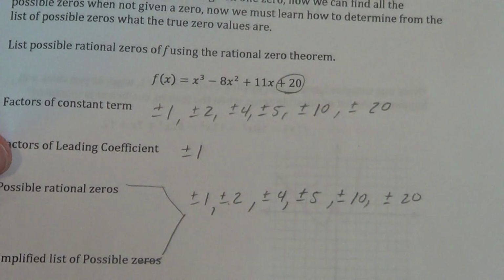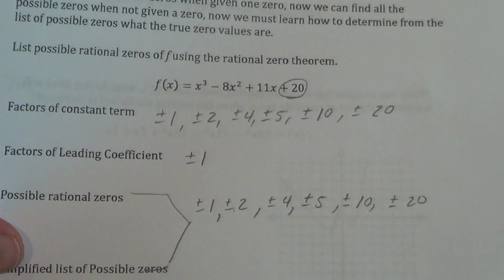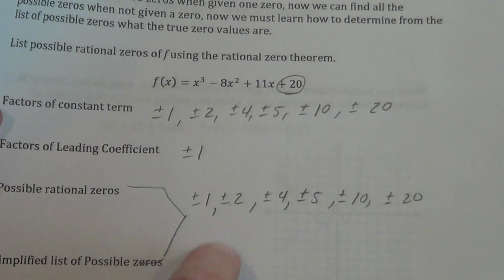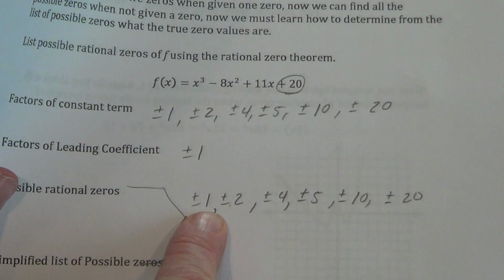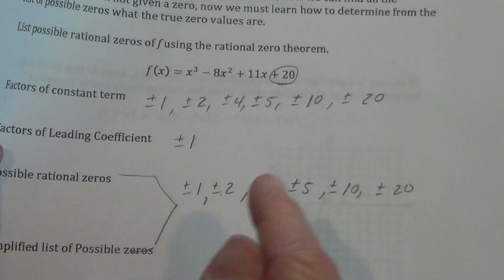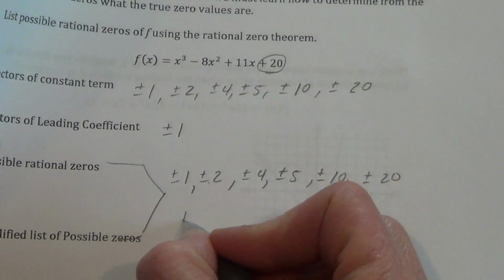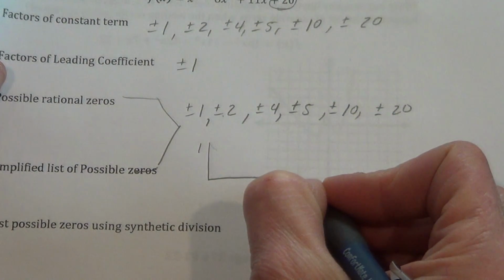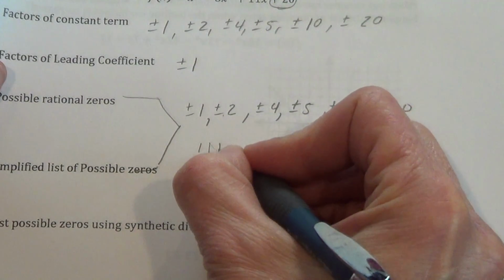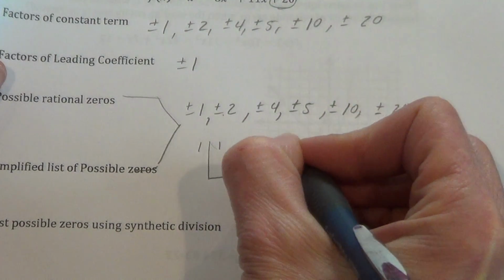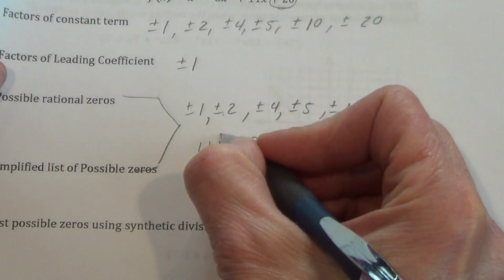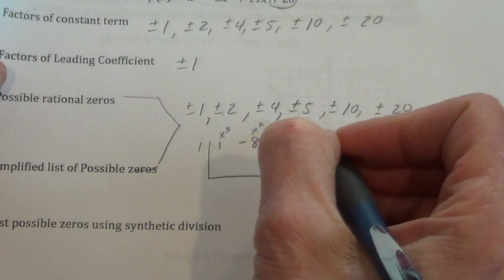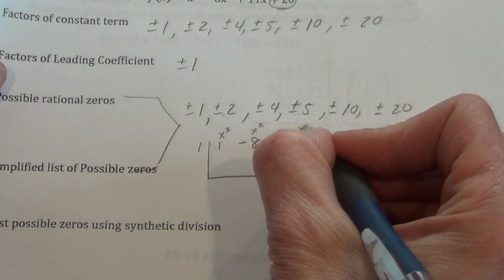Okay. Now we have to just test those using synthetic division and see which ones work. So if I start at the beginning of the list here, and I say, okay, I'm going to try 1. So I take 1, and I plug it in. Now my coefficients are 1, negative 8, 11, and 20. Make sure they're in descending order. X cubed, x squared, x, and x to the 0th.